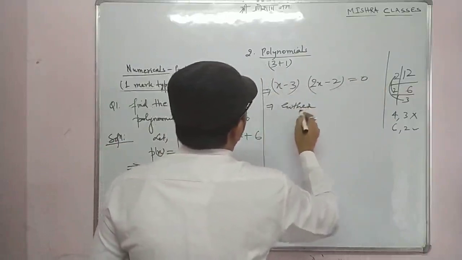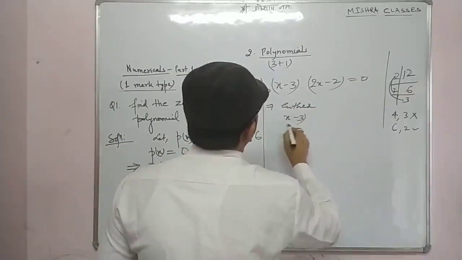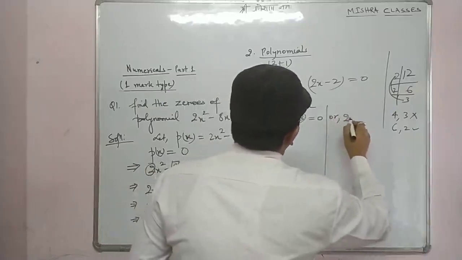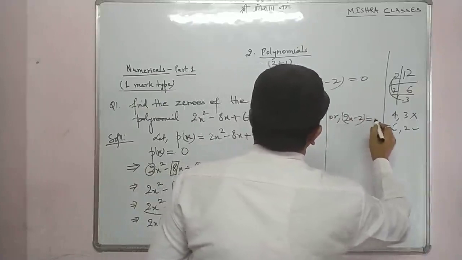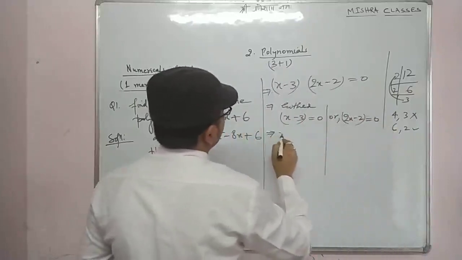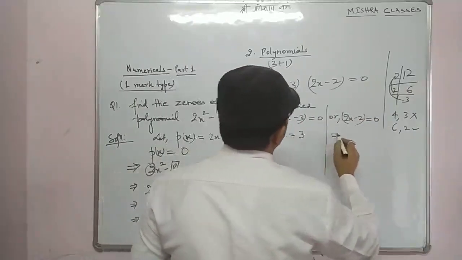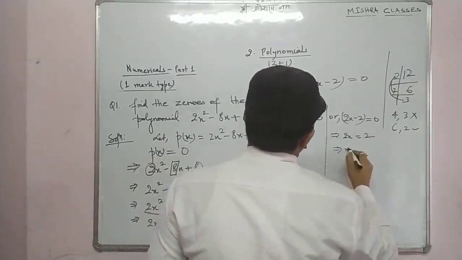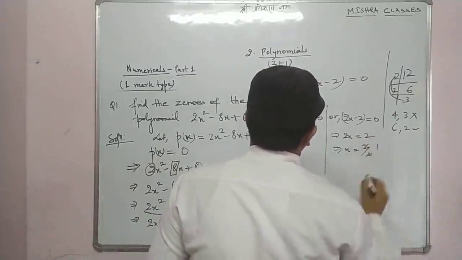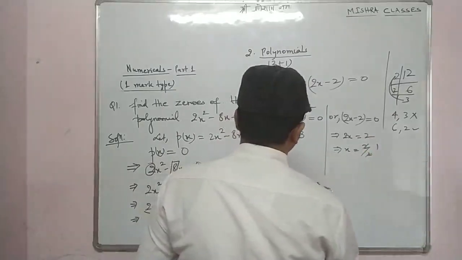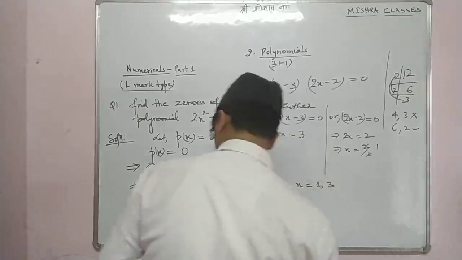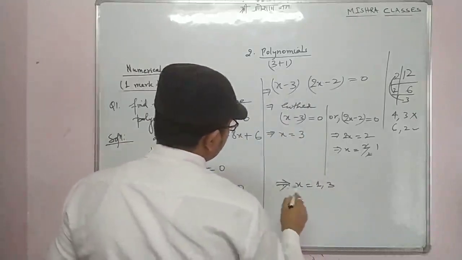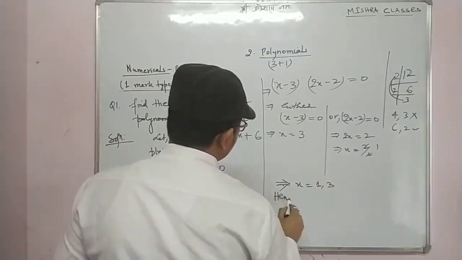So how can we write? Either x minus 3 equal to 0 or 2x minus 2 equal to 0, which implies x equal to 3, which implies 2x equal to 2, which implies x equal to 2 by 2, cancel, 1. Therefore we can say x equal to 1 comma 3. So what are the two zeros? 1 comma 3.